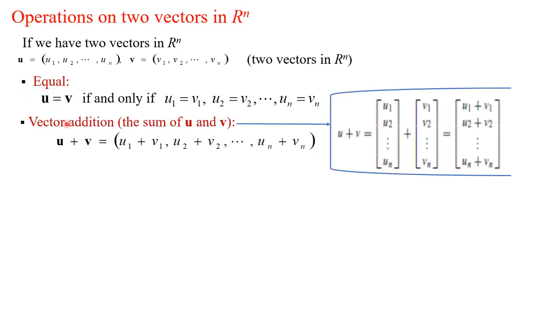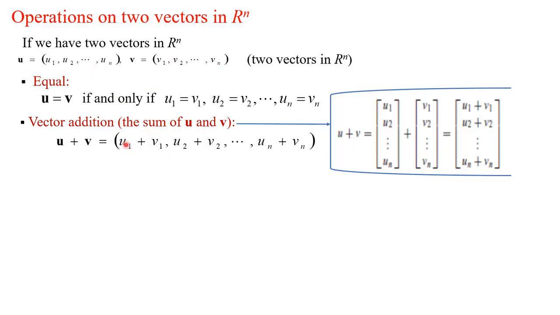Then addition of vectors. This operation is extremely important for vector spaces. So suppose we are adding these two vectors u and v. The addition is very simple. This is just an extension of the usual idea in two and three dimensional space: when you are adding vectors, add the corresponding components. By that I mean add u1 with v1, u2 with v2, and un with vn.